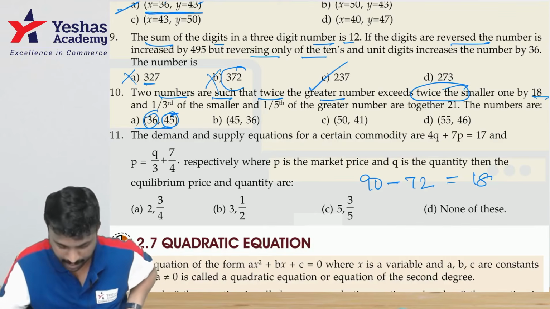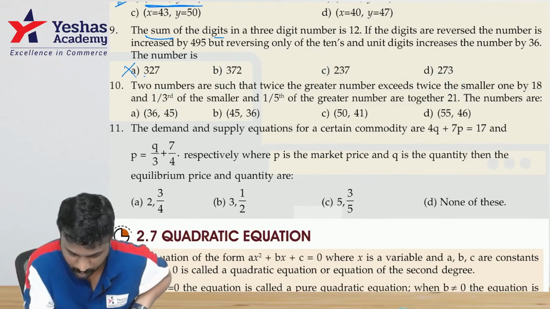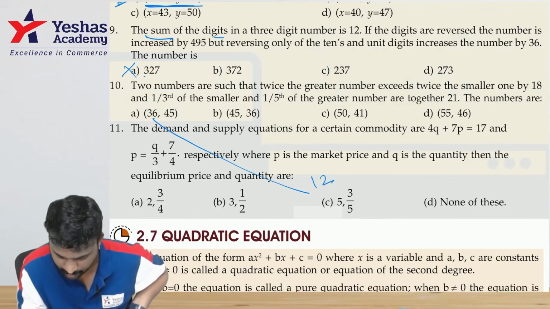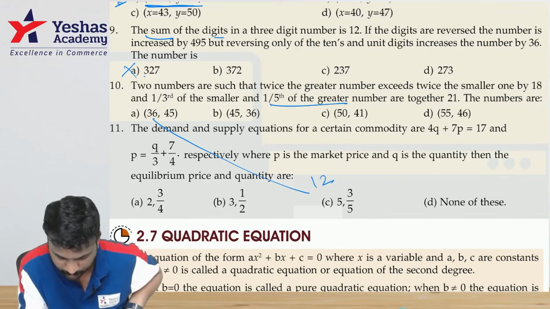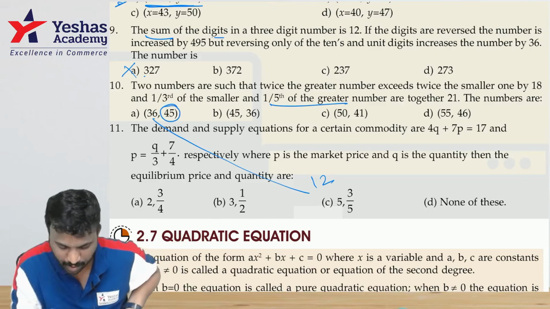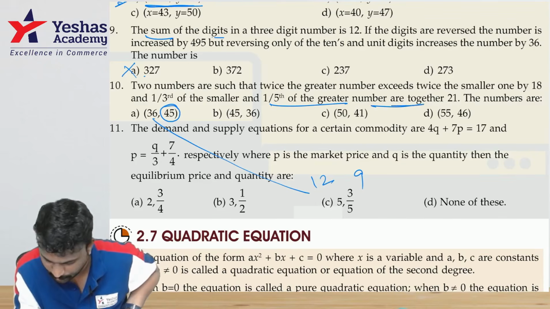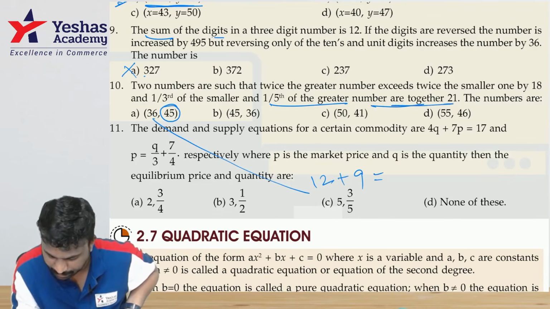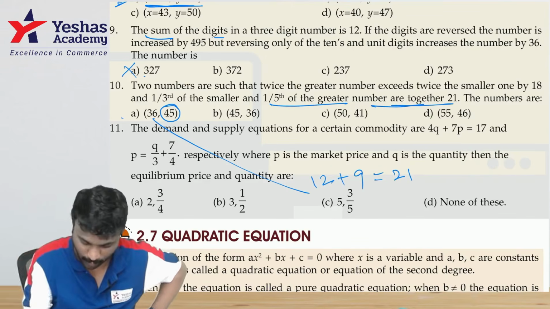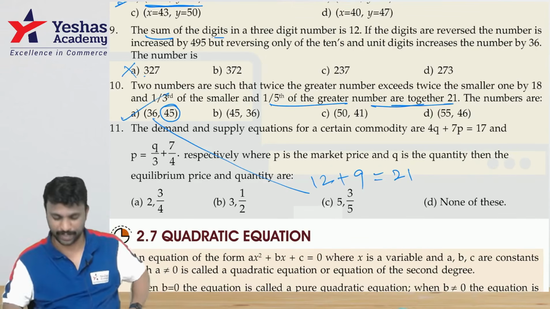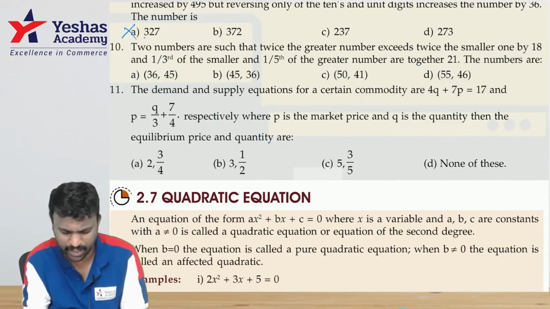Have you understood? And one third the smaller number. What is one third the smaller number? One third of 36 is 12. Okay. And one fifth the greater number. What is one fifth of the greater number? 45 by 5 is 9. Together, together means by adding them should give you what? 21. 12 plus 9 is definitely 21. So option A is the right answer. The numbers are 36 and 45. You understood? Guys, moving on to the next question.